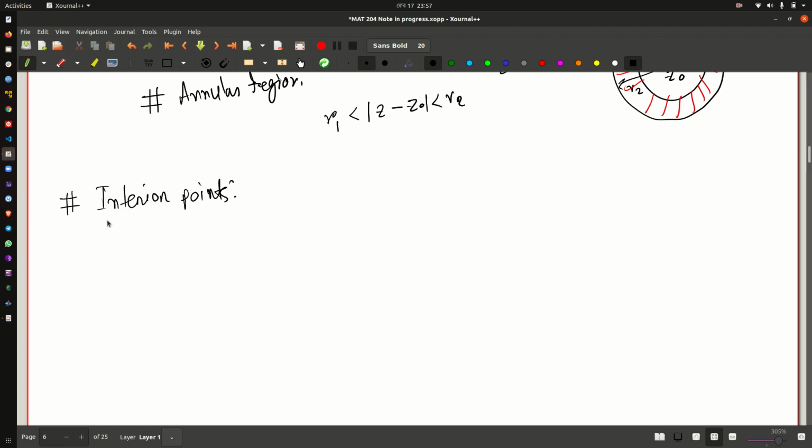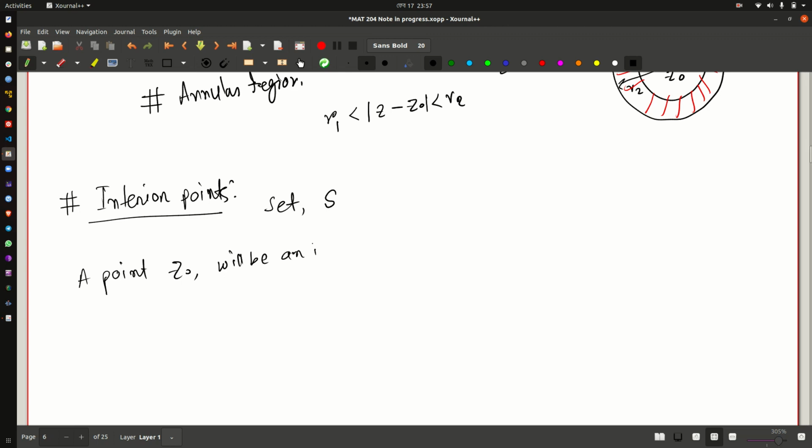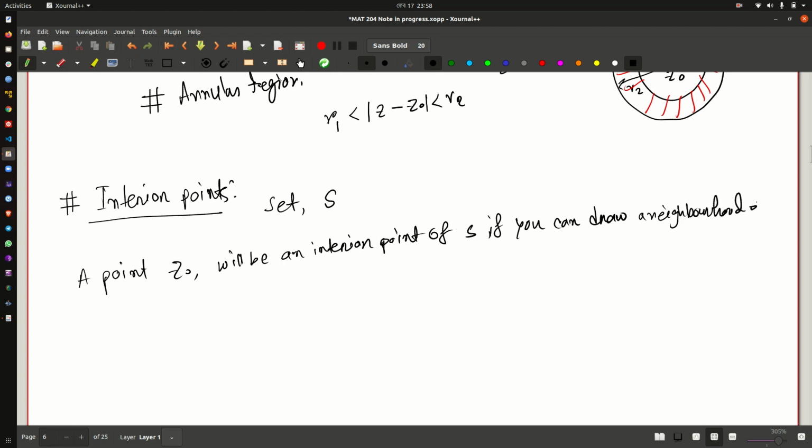So what are interior points? Let's say you have a set S like this, then a point Z0 will be an interior point of S if you can draw a neighborhood around this Z0. I'm saying draw, but this actually means that if you can define a neighborhood of Z0 that is entirely contained within S.